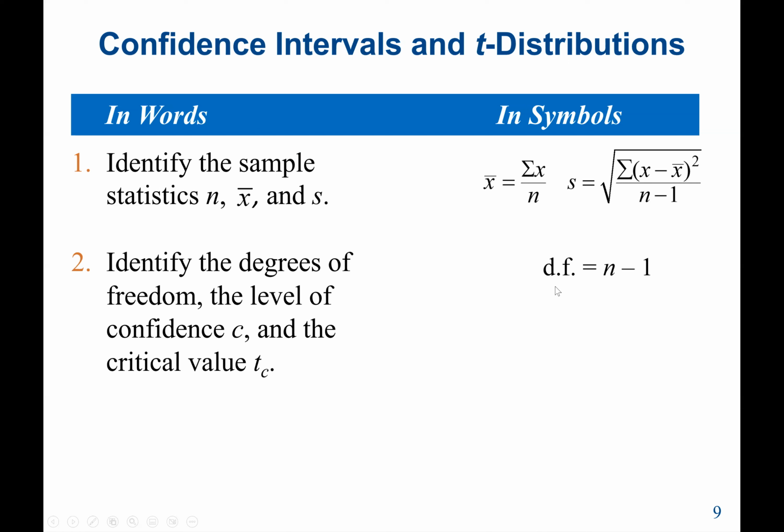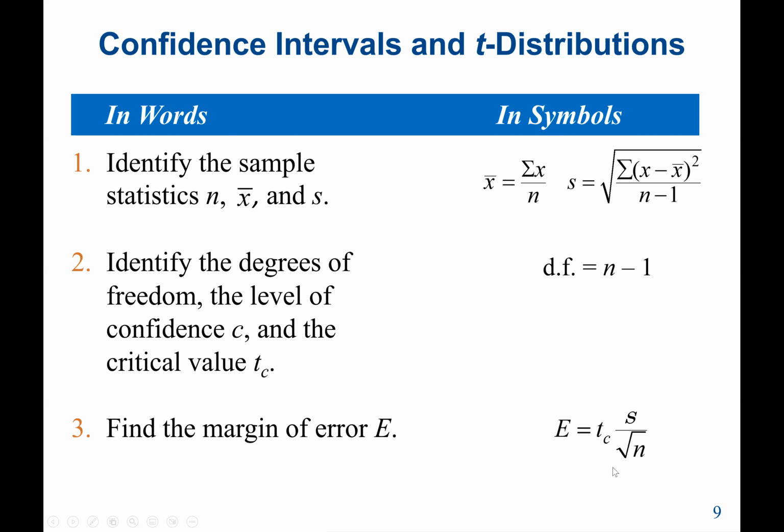Then next, we need to identify the degrees of freedom. As we know, the degrees of freedom is the sample size minus 1. Then we find the margin of error. If we know the degrees of freedom, the sample size, and the confidence level, we are almost on our way to finding E. So E will be tC, which is the critical value, times the sample standard deviation divided by the square root of the sample size.